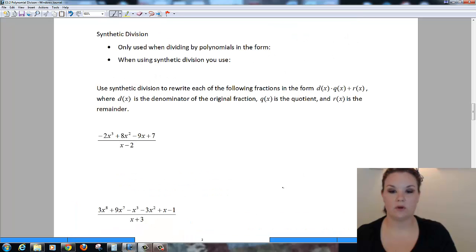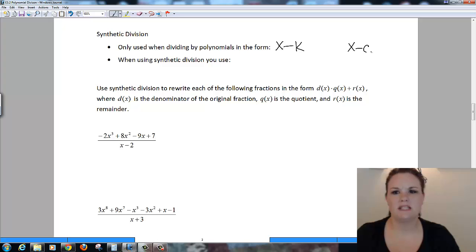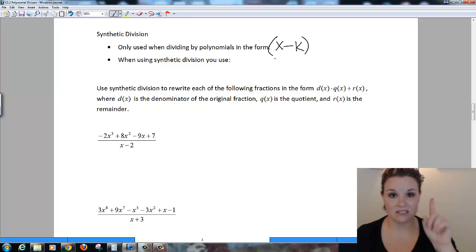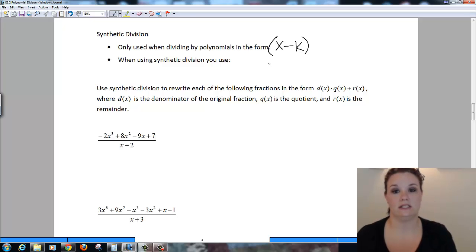This next topic we want to look at is how to use synthetic division, which is by far way easier than long division if we can use it. Now, specifically, we can only use synthetic division when we're dividing by polynomials that are in the form x minus k, or some textbooks use x minus c. It doesn't matter. Basically, k is a constant, c is a constant, whatever letter they use. So if you're dividing by a 2-term binomial where x is the highest power, just x to the first, plus or minus some constant, okay?